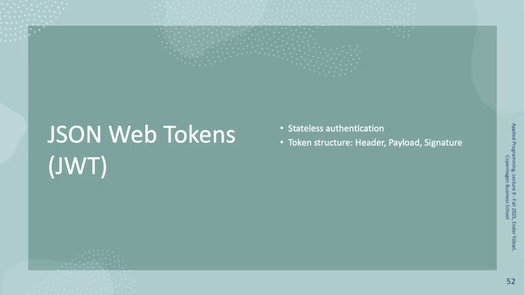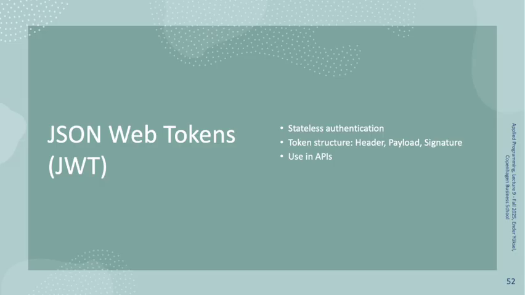When a user logs in, the server generates a JWT and sends it to the client. The client stores it, usually in local storage or in a cookie, and includes it in the header of every API request. The server then verifies the token and grants access based on its contents. JWTs are great for scalability because they don't require server-side session storage. They are also secure if implemented correctly. Always sign them with a secret key and set an expiration time.